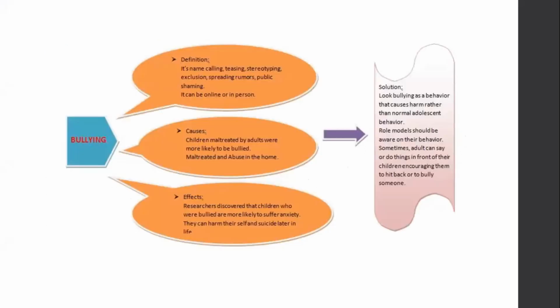So here's an example of a problem solution map. It shows the issue about bullying, and in the example, it presents first the definition, followed by the causes. Next is the effects, and lastly, the solution. So in making this kind of graphic organizer, make sure that you explore the relevant and necessary information about the topic.